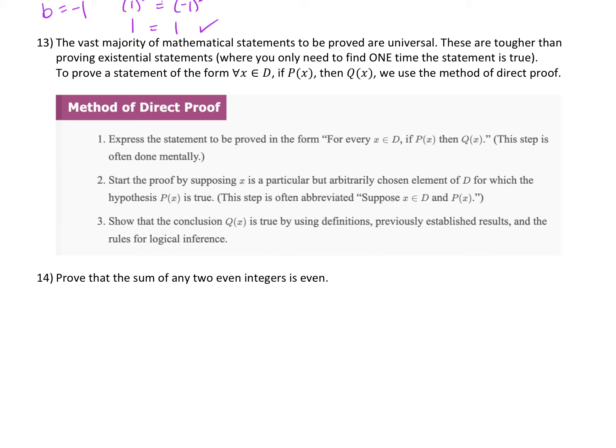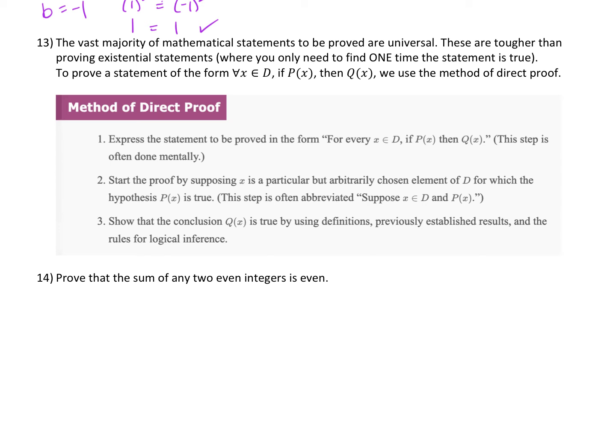But to prove a statement of the form, for all x in D, if P of x, then Q of x, we use the method of direct proof. It's hard to do by exhaustion. It's hard to show that it's true for all x's if your domain is infinite. If you're trying to show something is true for every integer, that's hard to prove by just doing examples. In fact, it's impossible to prove by example, because you can never show every single integer that makes it true.